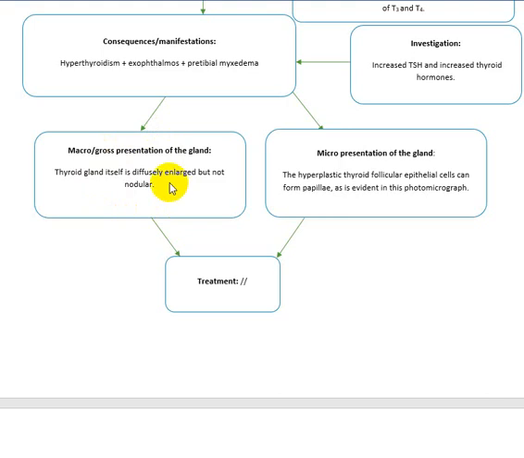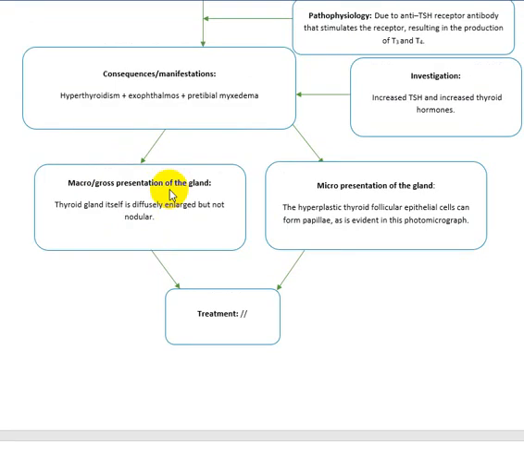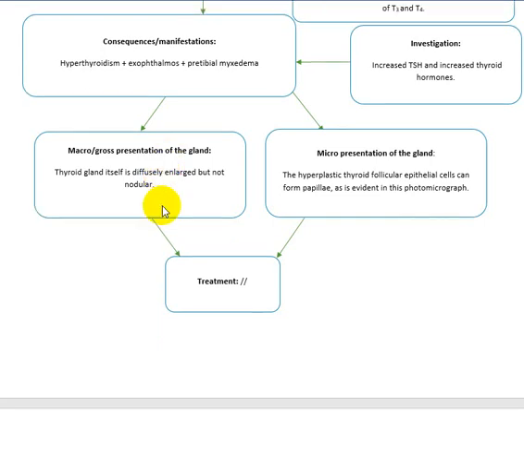So you realize that in Graves' disease, it is instead going to be due to antibodies, TSH receptor antibodies. So these antibodies are affecting instead the pituitary gland and not the thyroid gland. So I'm going to cause increased level of TSH, which is going to cause increased level of thyroid hormones. In the micro presentation, you have hyperplastic thyroid follicular epithelial cells that can form papillae. This is because of increased level of TSH causing the hyperplasia of the thyroid gland.